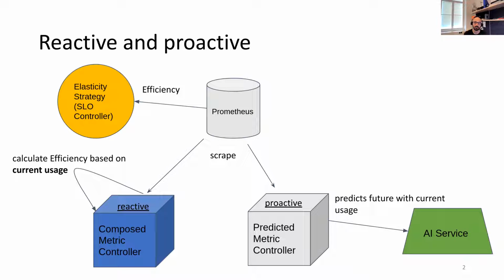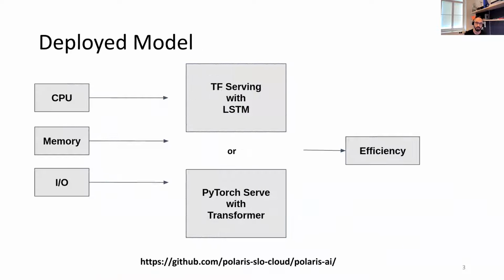And yeah, in the end, Prometheus scrapes either one of them. So you can easily change your scaling strategy based on the controller that is deployed. So either you can have the composed metric controller deployed or the predicted metric controller, and it is transparent basically to the Elasticity Strategy controller.